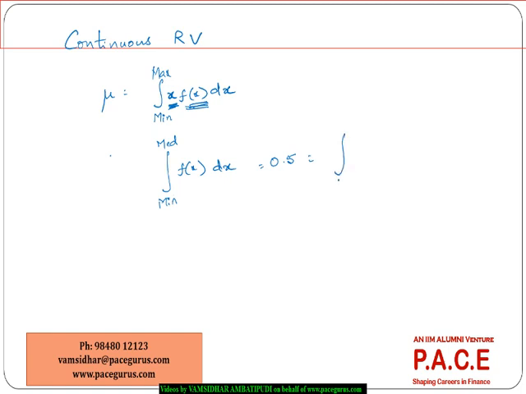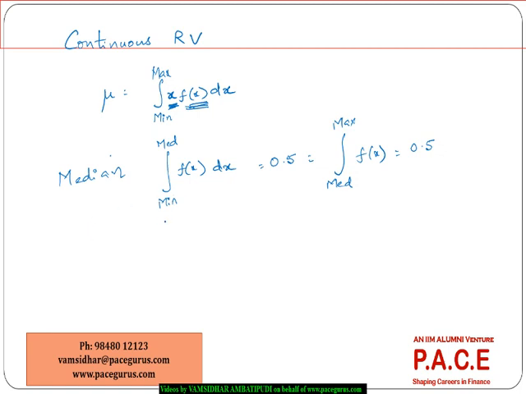And similarly, if I am integrating from the median to the maximum value, the area under this probability density function should also be equal to 0.5. So there is a 50% probability that the values are less than or equal to the median, and greater than or equal to the median is also 50%. This is the way we can end up computing the median of our particular distribution.